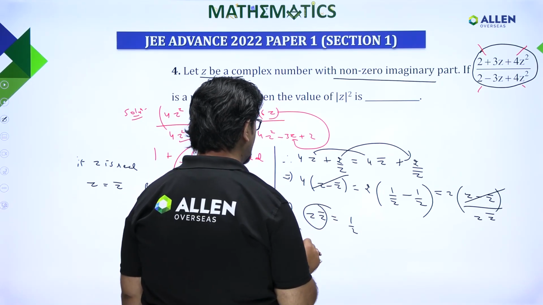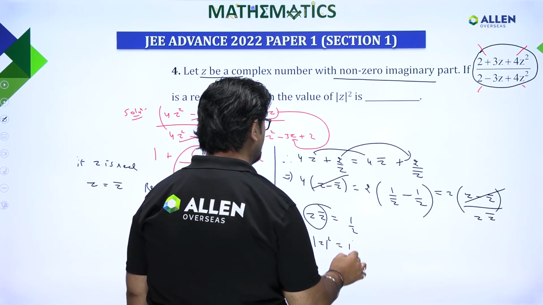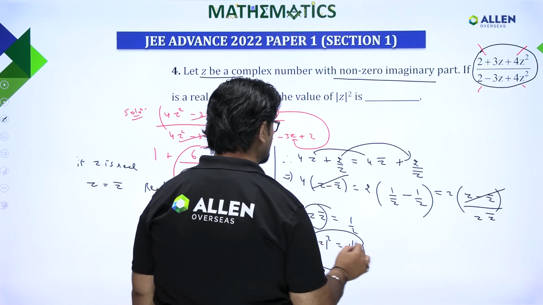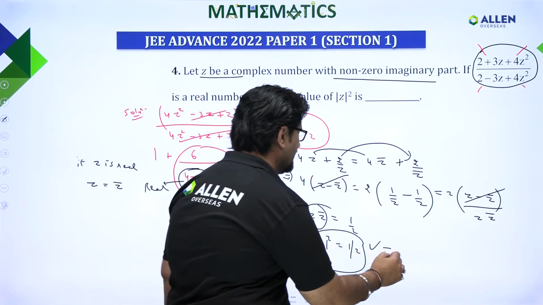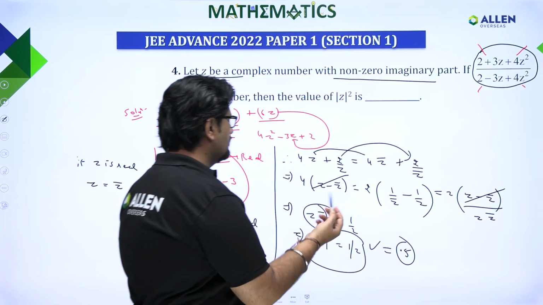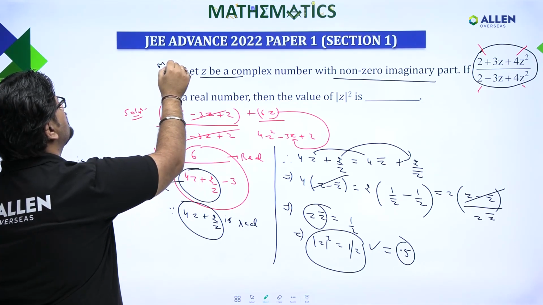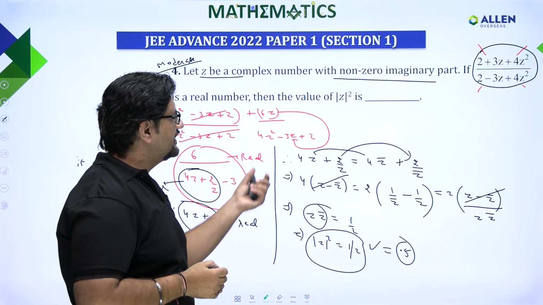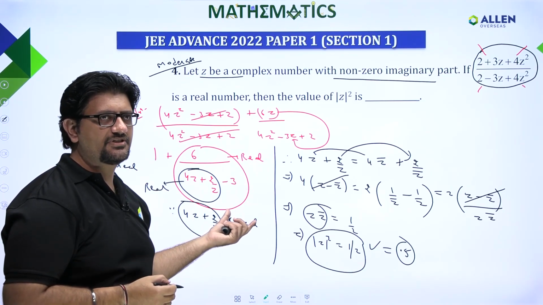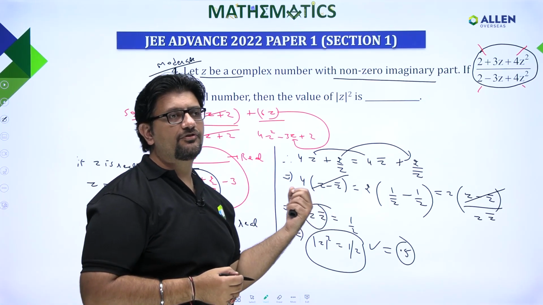And what is z z bar by property? This is mod z square, which is coming to be half. So the answer for this question is half, which is 0.5. This question I will rate as the moderate type, because if you do not convert this expression into the easier expression, then it will become difficult for you to solve.